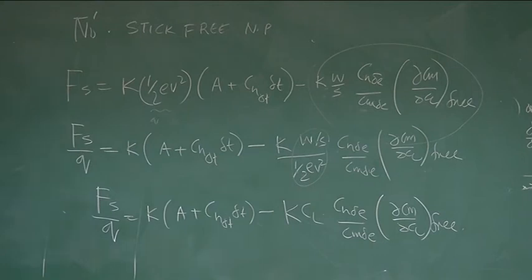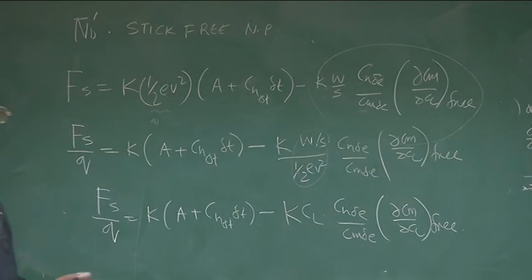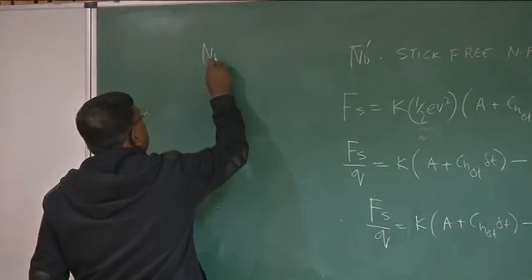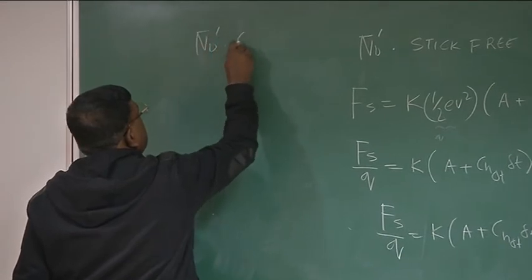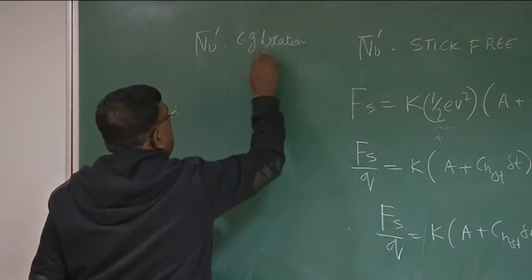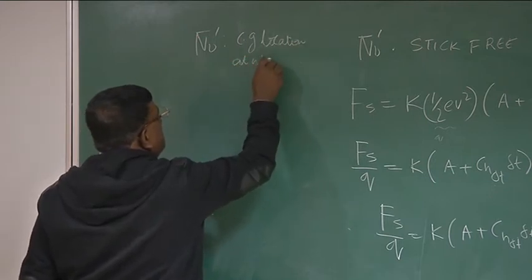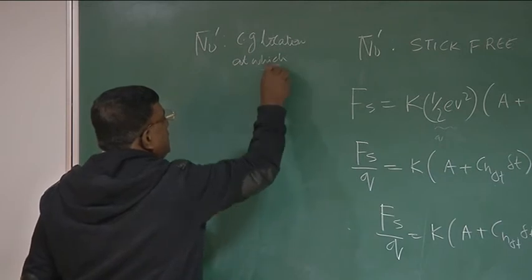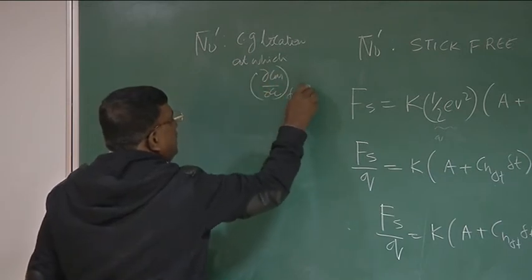Now see the trick. What is our aim? We try to find out the stick free neutral point, that is, that CG location at which dCm by dCl free is 0. So what is N naught prime? N naught prime is that CG location at which dCm by dCl free is 0.